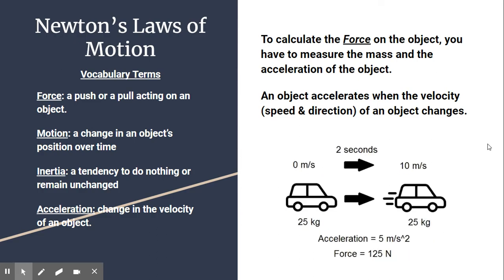Let's look at this example. You've got a car that starts out moving at 0 meters per second and accelerates for 2 seconds to 10 meters per second. Its acceleration was 5 meters per second squared, and with a 25 kilogram mass, that calculates out to a force of 125 newtons. It took 125 newtons of force to move that car from a standstill to 10 meters per second.